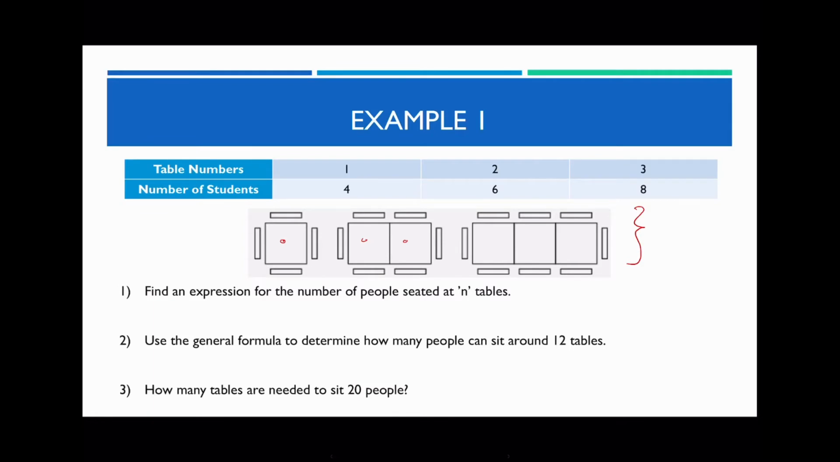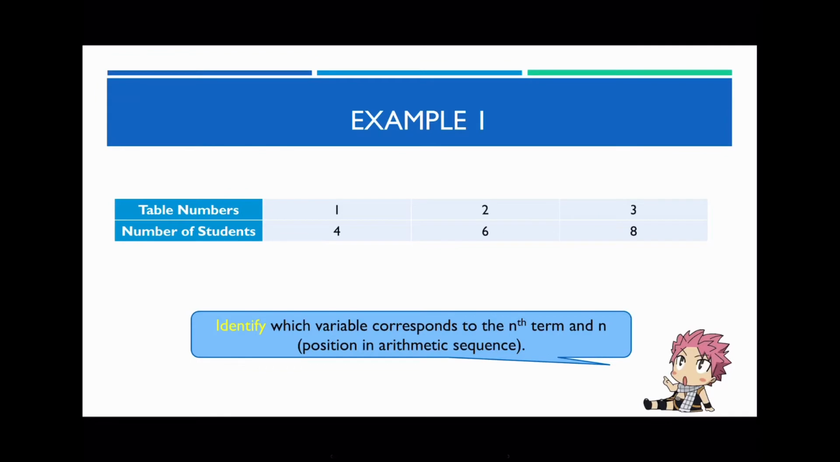Now, once we've actually inputted all our data into our table format, what you need to be able to do is identify which one of these variables corresponds to n and which corresponds to Tn, the value of any term in the position, in the arithmetic sequence, sorry. So in order to do this, we just need to look at how much these terms are increasing by.